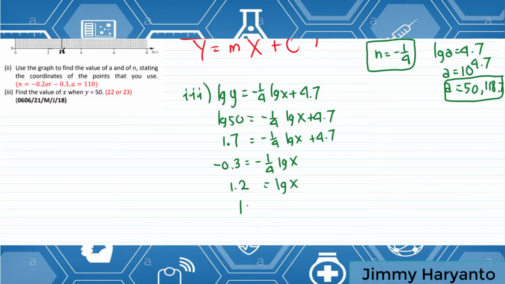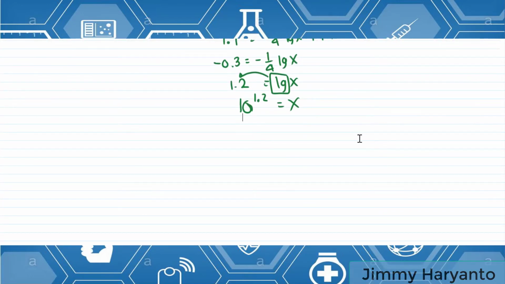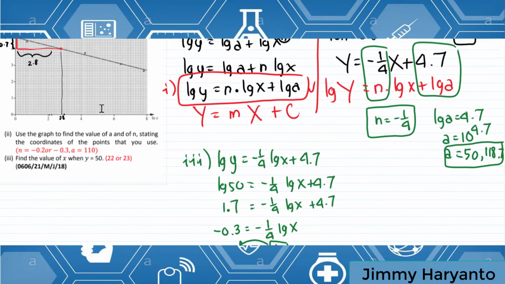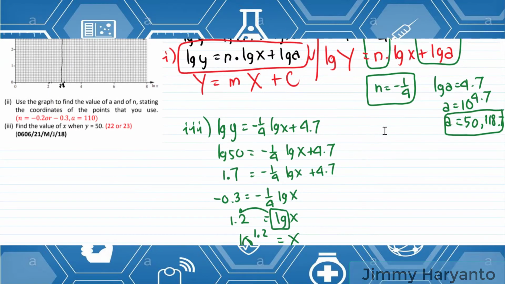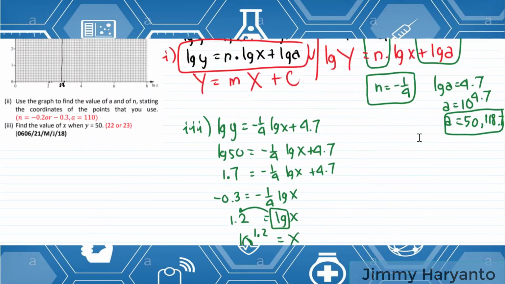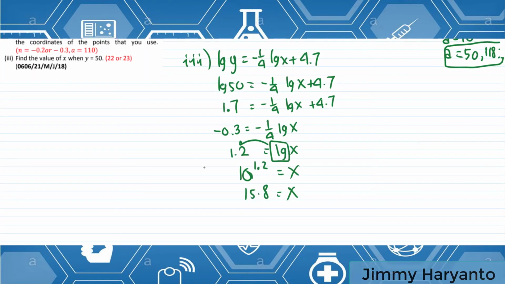Multiply by 4, so lg x equals 1.2, and then 10 to the power of 1.2 equals x. Remember one more time, when you move lg it will become 10 to the power of. 10 to the power of 1.2 equals 15.8. Okay, x equals 15.8. Again, it's not the same as the answer key. Maybe I did something wrong. You can tell me if I did something wrong, yeah.